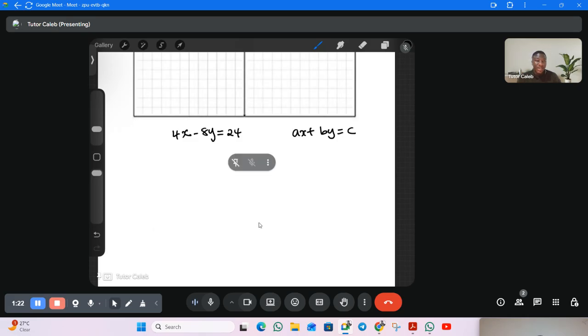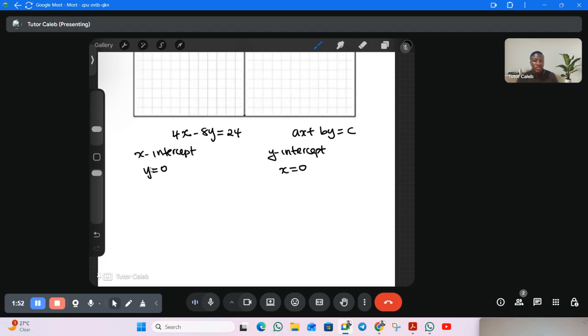Now, to plot a line, you need 2 points. The first point is the x-intercept, and the second point is the y-intercept. So we are going to find the intercepts right now. On the x-intercept, we know that the value of y is 0. And on the y-intercept, the value of x is 0.